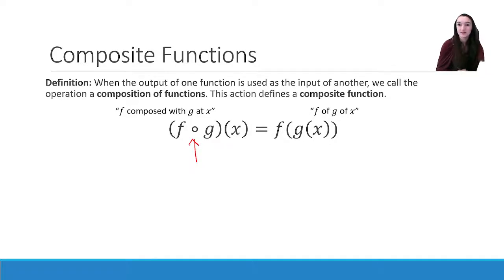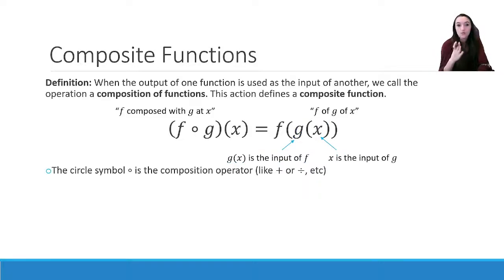For some of you that may seem obvious, but I promise there are going to be people who make that mistake. So please, please try not to. Recognize that the circle is a composition symbol, and only composition. So, what is composition? Well, it is defined as f of g of x. We are inputting g of x into f. So, g of x is the input of f, but x is the input of g.